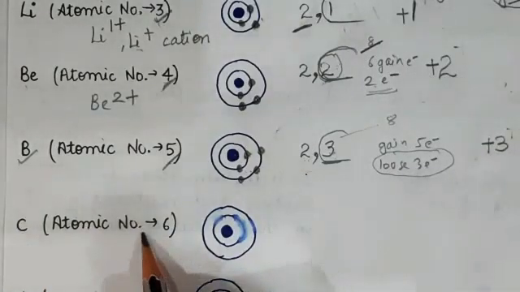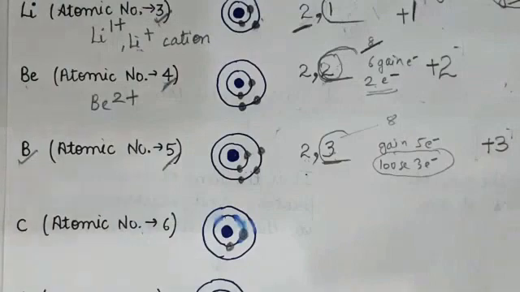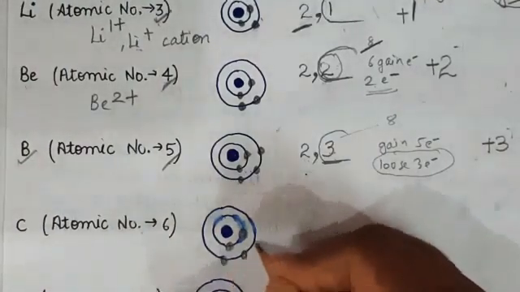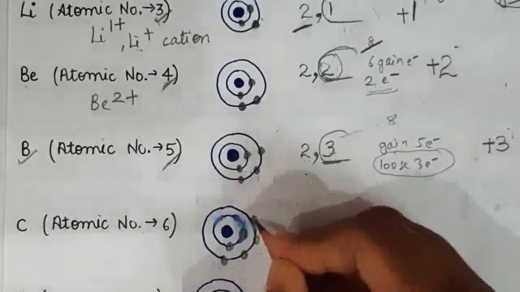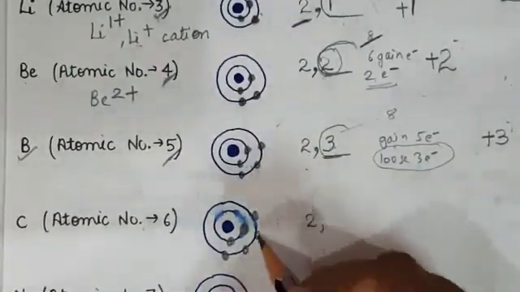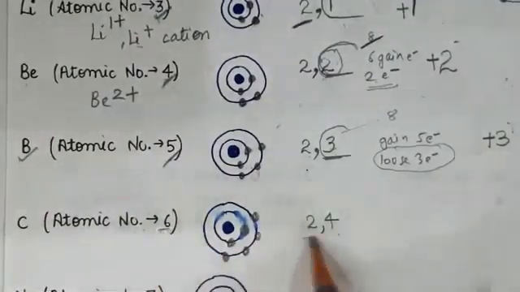Atomic number is 6. Let's start filling the electrons. 2 electrons in the first shell. And how many electrons are left now? 4. So 4 electrons in the second shell. So write down the electronic configuration. 2, 4. Total gives 6. Yes.